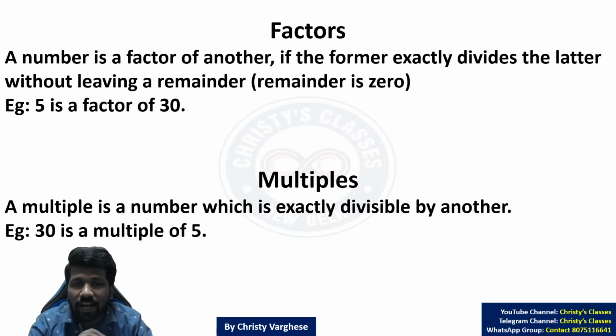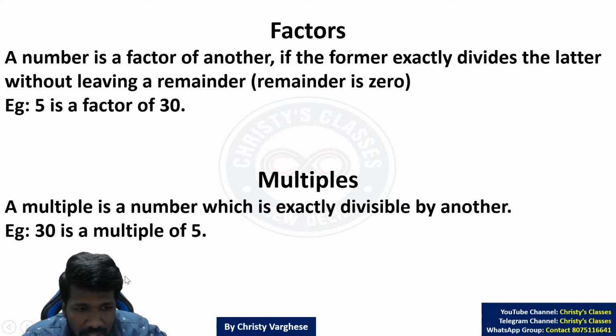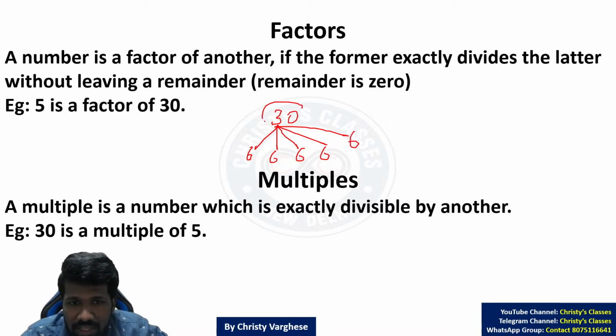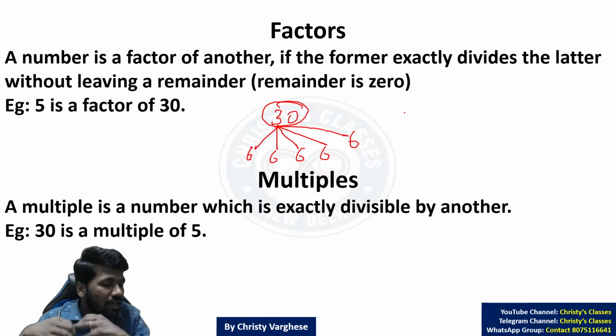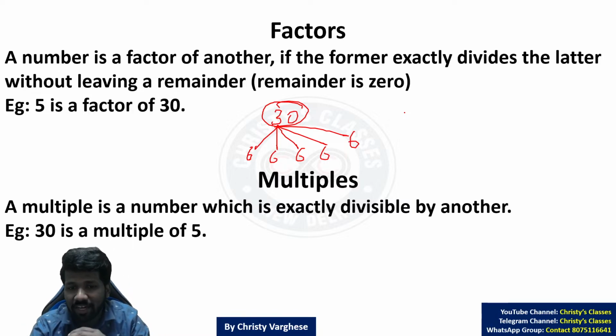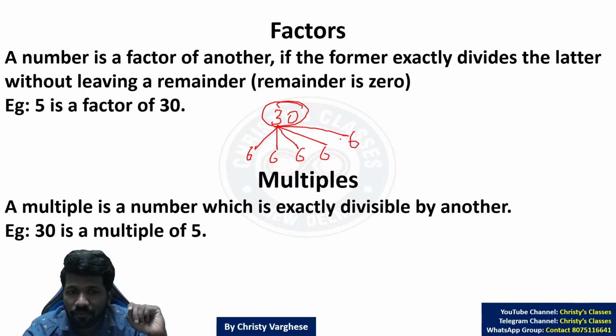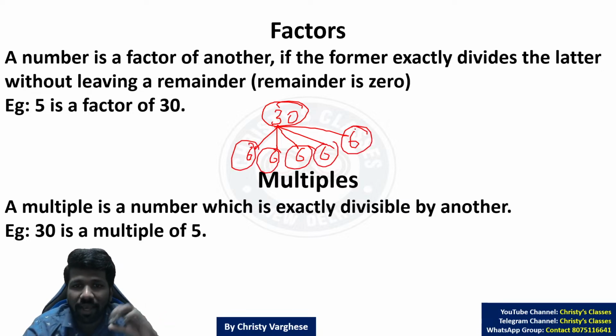Now, a number is a factor of another if the former exactly divides the latter. For example, 5 is a factor of 30. 5 is a factor of 30 means you can divide 30 into 5 equal parts. Each part will have a value of 6. Or you can think of it like 30 mangoes. I always tell this example to make students understand factors, division, or divisibility. 30 mangoes divided among 5 people, everyone will get 6 mangoes. No fraction involved, no remaining mango.